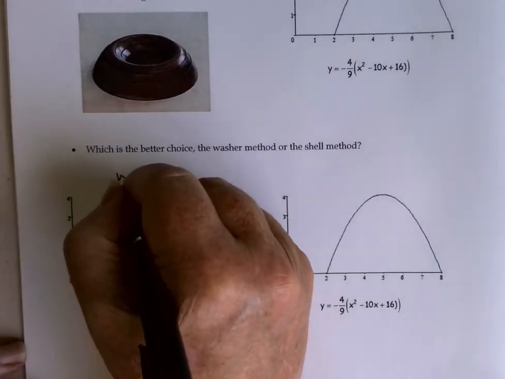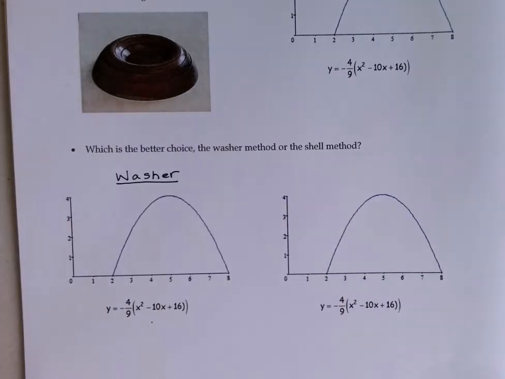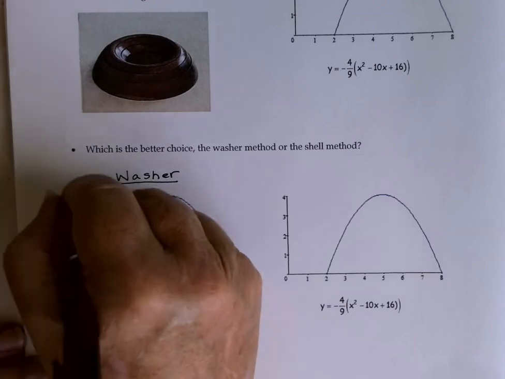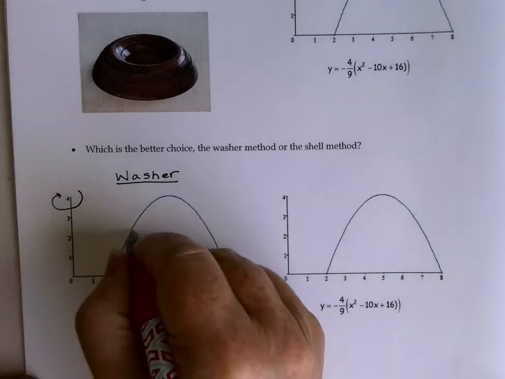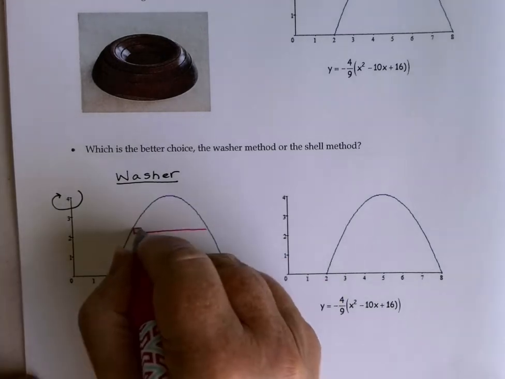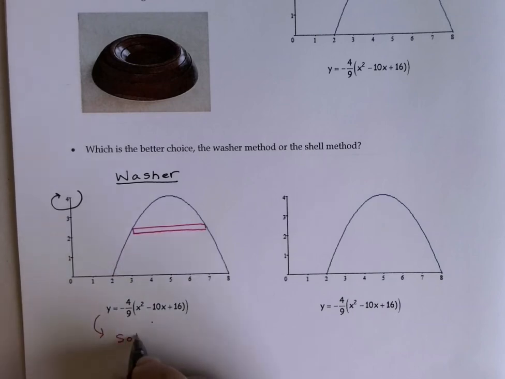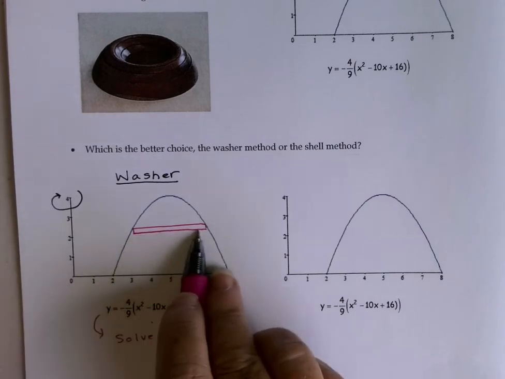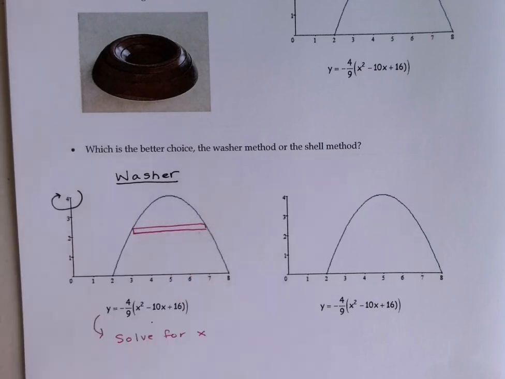If I was going to try a washer method on this, we know that the rectangles have to be perpendicular to the axis of rotation. So that means they'd have to be horizontal. Is that a good choice for me? Well, if I have horizontal rectangles, I would have to solve this for x, because the length of that rectangle would be the right side minus the left side. I'd have to have this x value minus that x value.